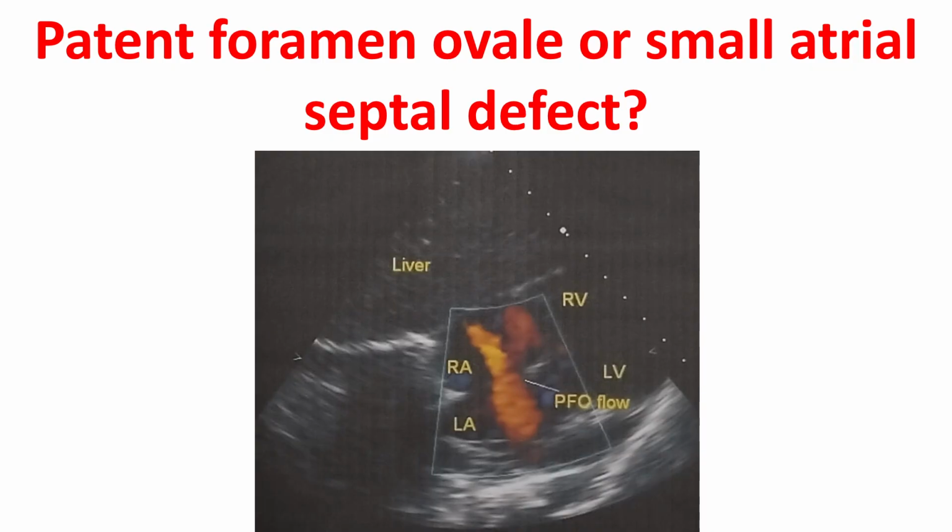If you see an echo dropout in the interatrial septum in the apical four-chamber view, that may be a false dropout. But if you see a dropout in subcostal view, that will be a true dropout. So we have a defect in the interatrial septum, and we can also see a red color flow here.